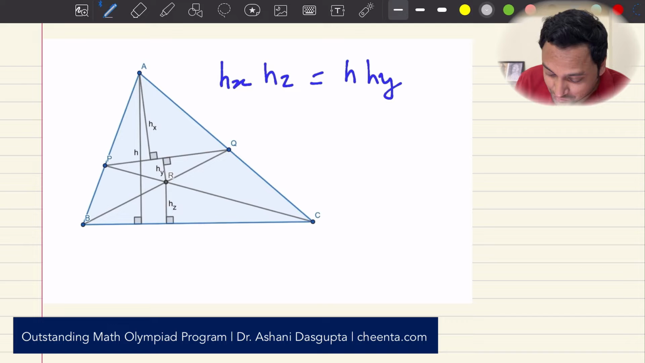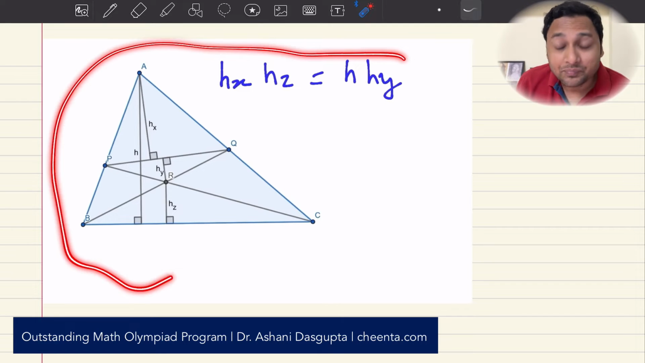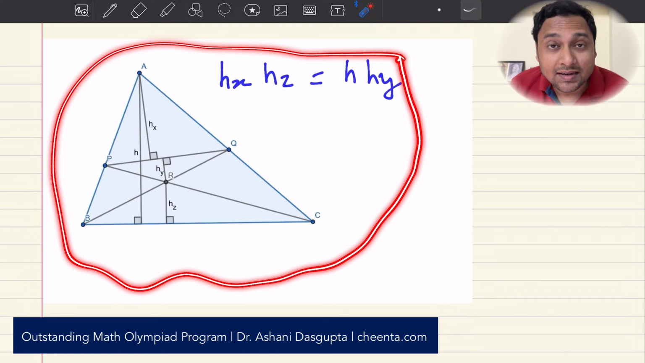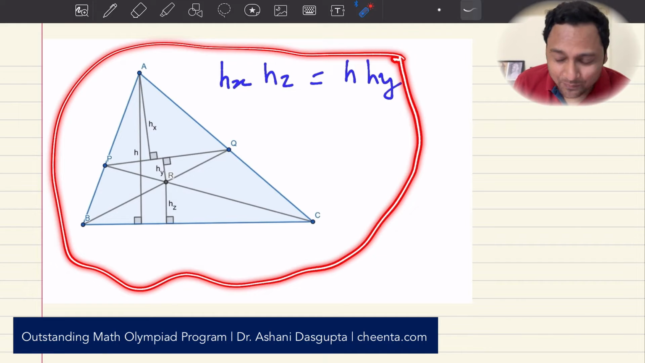Today, I want to talk about this particular problem. One of the students at Cheenta actually posted this in one of our WhatsApp groups. I was having a lot of fun with this problem and I thought, why not share with everyone?